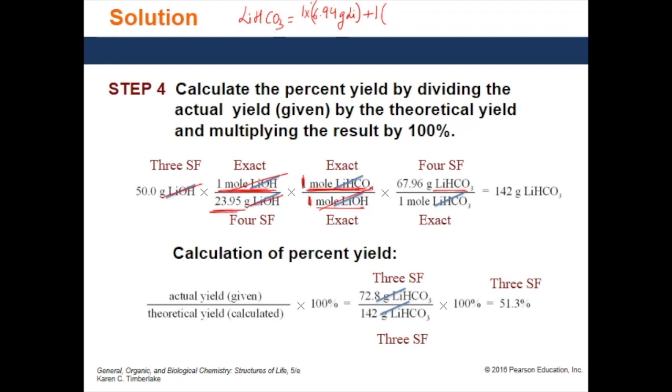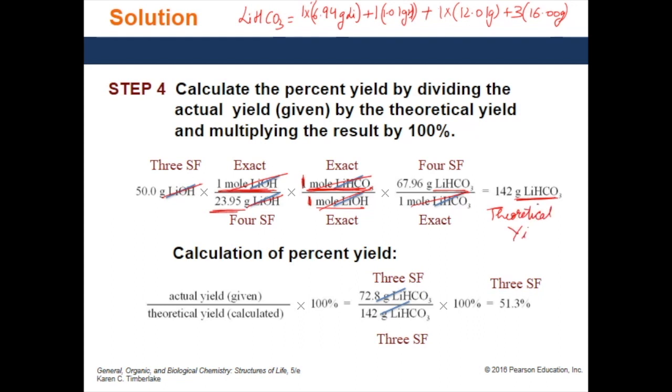Again, from the periodic table that is 1.01 grams of hydrogen. Then we add 1 atom of carbon, which would weigh 12.01 grams, and 3 atoms of oxygen, which is 16.00 grams each. The total will come out to 67.96 grams. Again, moles of this and moles of this cancelled. Our final answer is in grams of LiHCO3. This is the theoretical yield.